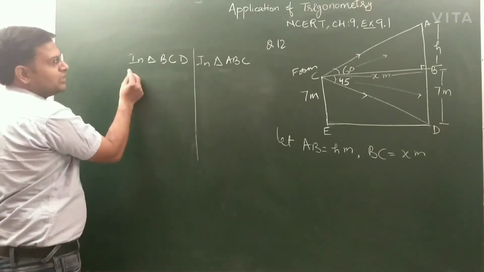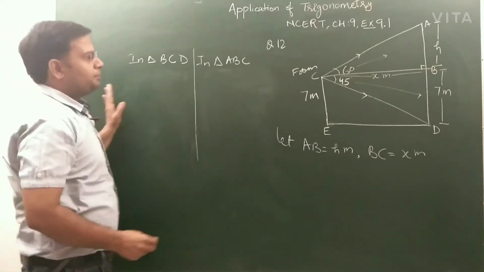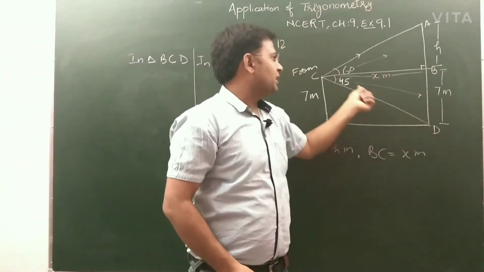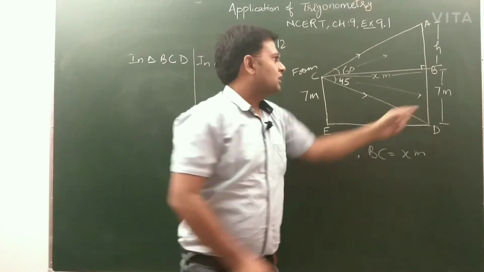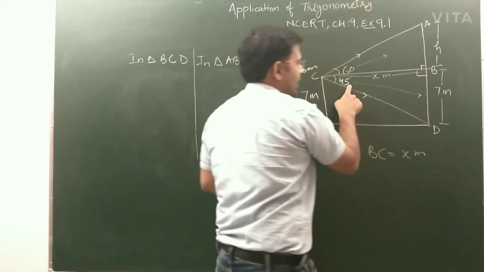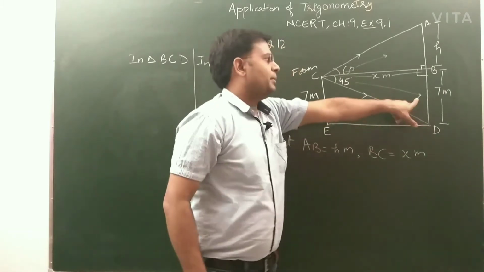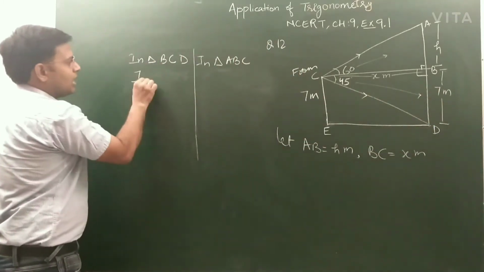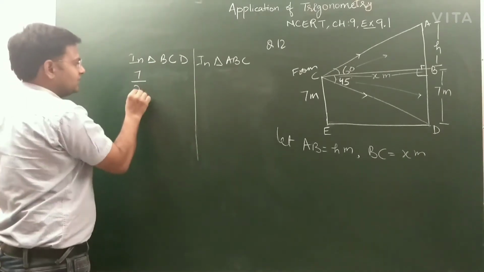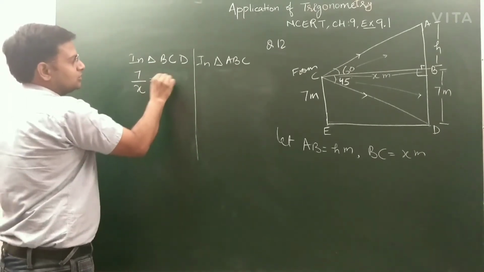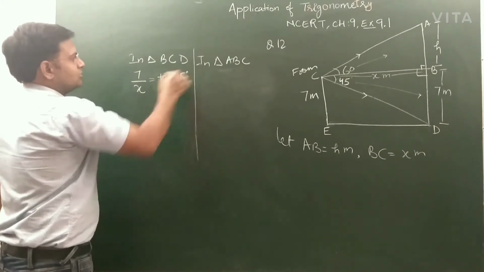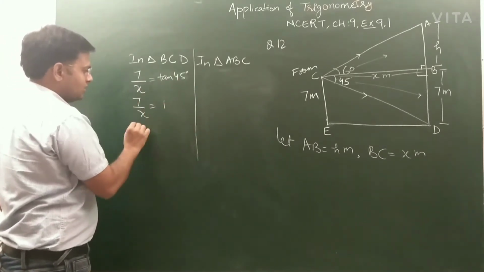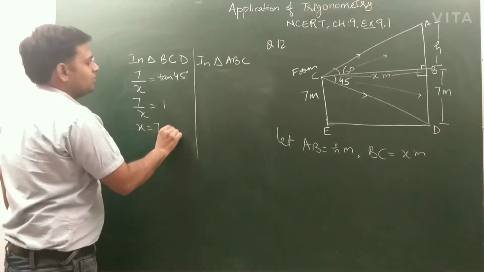In triangle BCD, you apply perpendicular upon base. The perpendicular will be 7, because the side opposite to the given angle is considered the perpendicular. So 7 is the perpendicular, the base is X, and the angle is 45 degrees. tan 45 degrees is 1. So 7 upon X is equal to 1, so X is going to be 7 meters.